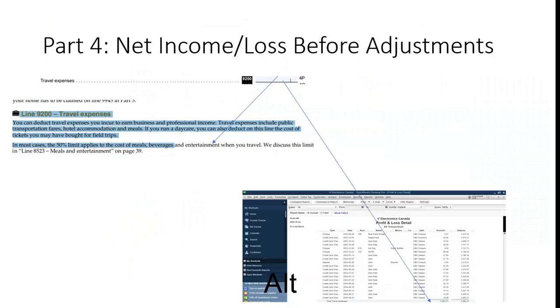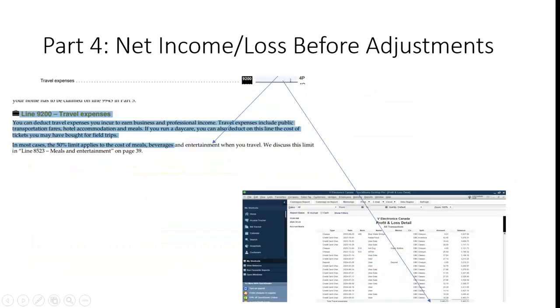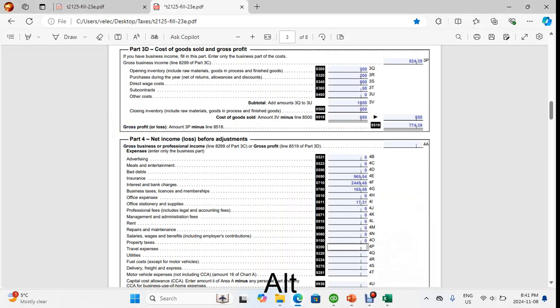Next, you have your travel expenses. You can deduct travel expenses that you incurred to earn business and professional income. It could be public transportation fares, hotel accommodation and meals. If you run a daycare, you can also deduct on this line the cost of tickets you may have bought for field trips. So in this case, your travel expenses will be $858.40.